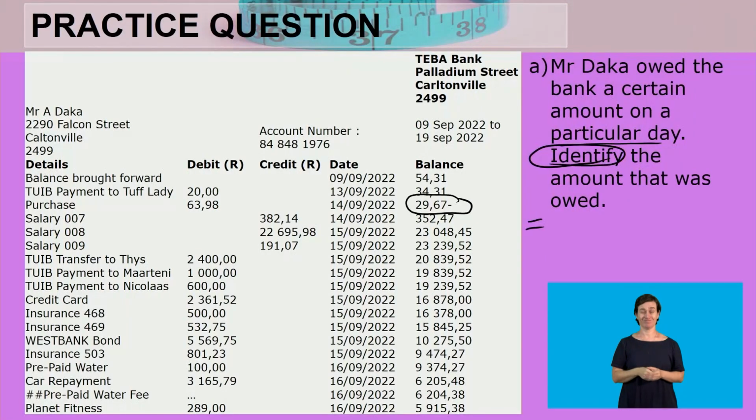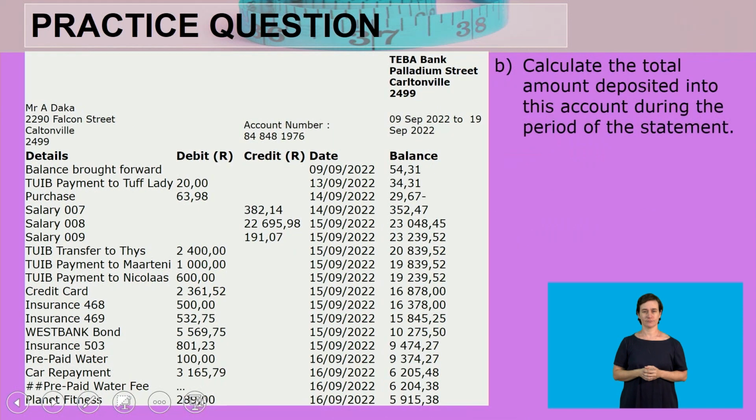So now looking at this statement, we can see that there's an amount that appears to be negative. So that amount, they want us to identify it. We can say it's 29.67. So this is the amount that is owed by this person, Mr. Daga. Then number B, calculate the total amount deposited into this account during this period.